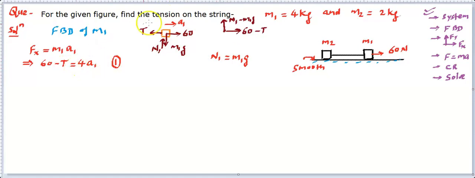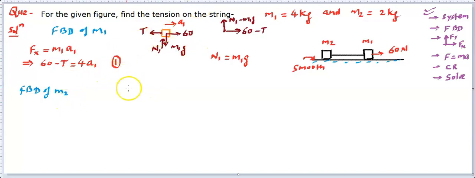Similarly, we will go for the next particle and draw the free body diagram, FBD of M2. First of all, you may think why we need the second block as well to draw the FBD. Here T is coming and A1 is coming, so there are two unknowns. This equation, even if you call it the second one, is not going to help in solving T and A1. So we need to go for another FBD as well.